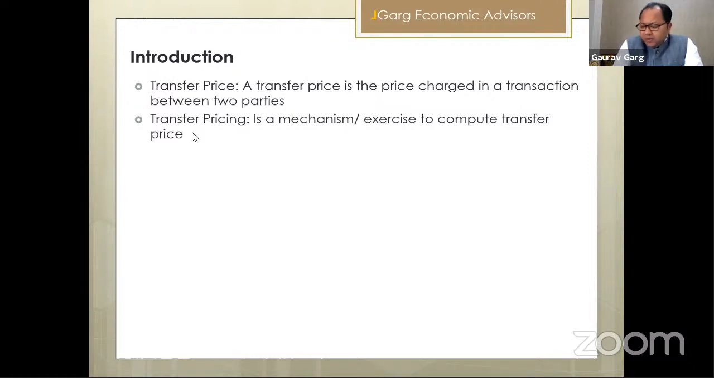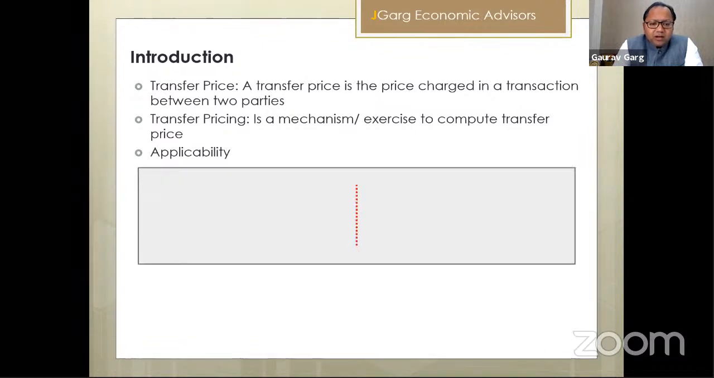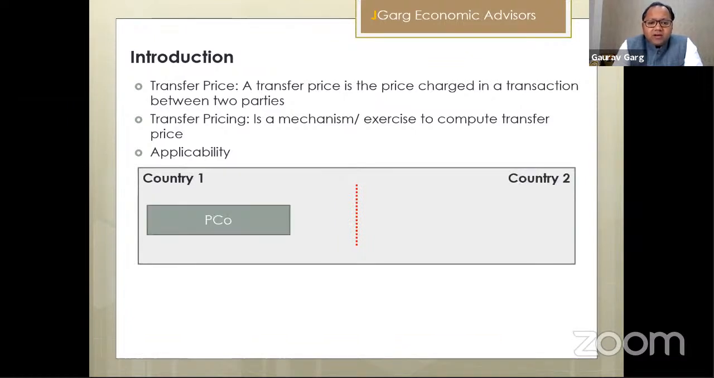Now, to take an example, where it is applicable, we can take, let's say, two countries, country one and country two. In country one we have a parent company, and in country two we have a subsidiary company, and there is a transaction between the parent company and the subsidiary company.